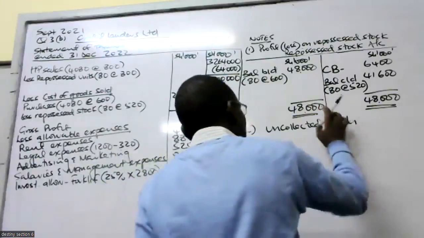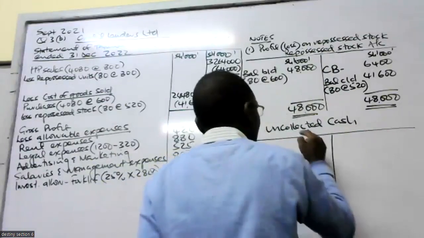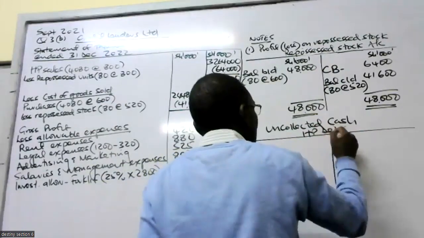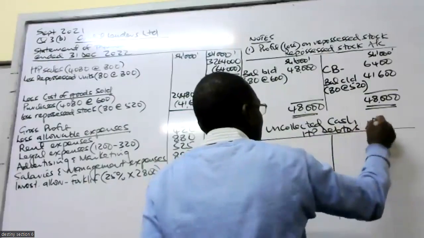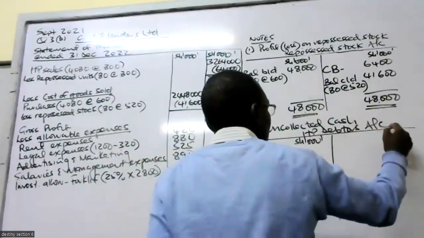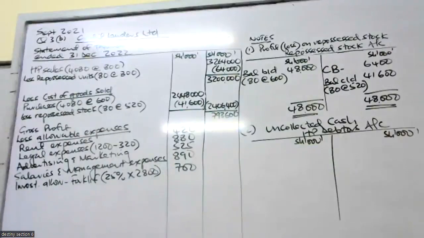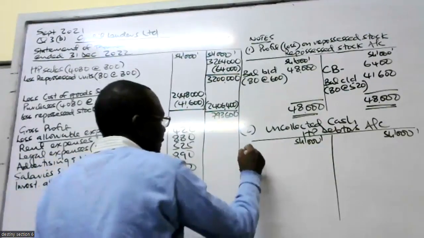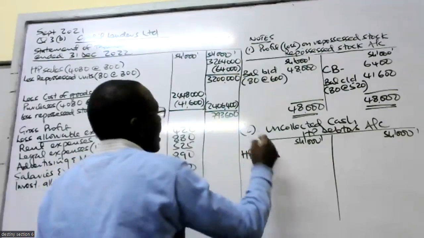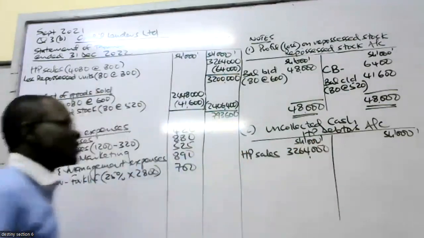So to get uncollected cash, we have to prepare the HP debtors account, because everything was sold on hire purchase terms. We are looking for uncollected cash. So we'll debit in this account the total HP sales for the year, which is here, 3,264,000. That was the sales for the year.